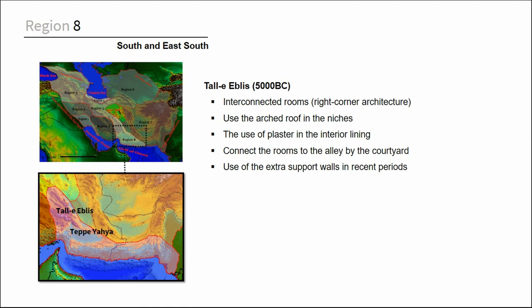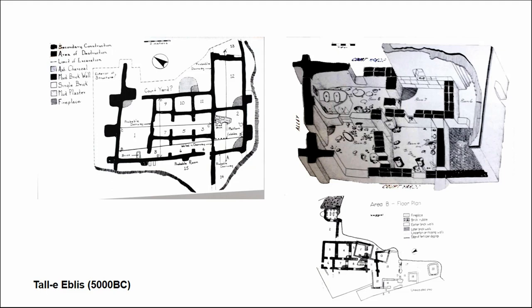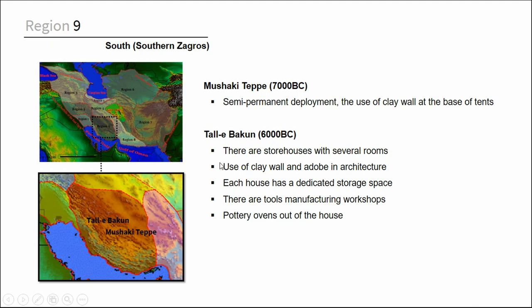Also, in region 8, Abilis, we have interconnected rooms, a group of arch roofs, and for the first time in this area, use of plaster, connected rooms, and courtyard alleys. And the last region, south Zagros: semi-permanent settlement, the use of clay walls and the base of tents. And also the most important, Tele Bakun, a storehouse with several rooms, use of clay walls and adobe in architecture. Each house has a dedicated storage space.